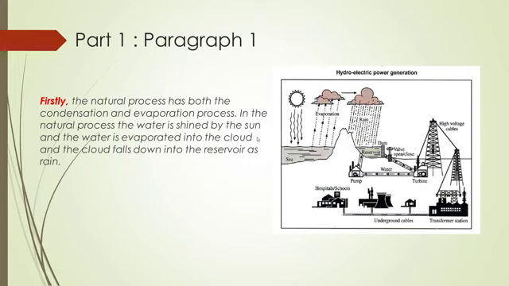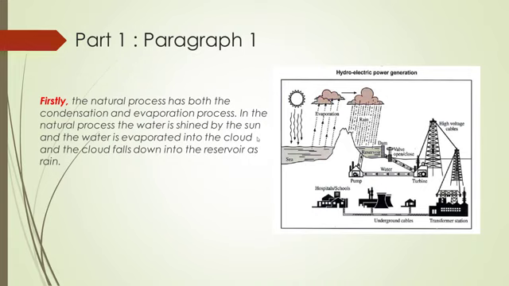So if you cannot write this way, if you want to write simply, you can write that in the case of natural process, we find sun, the seawater is heated by the sun, which produces evaporation, and evaporation turns into clouds. When the clouds become heavier, it comes to the earth as rain, which is reserved in the reservoir.